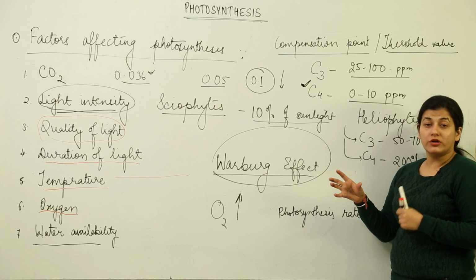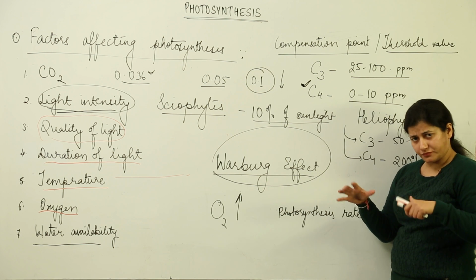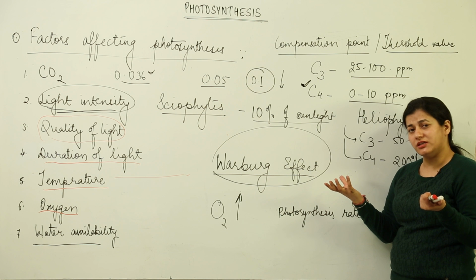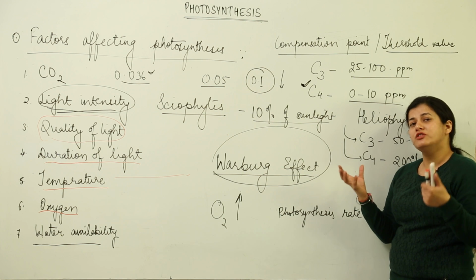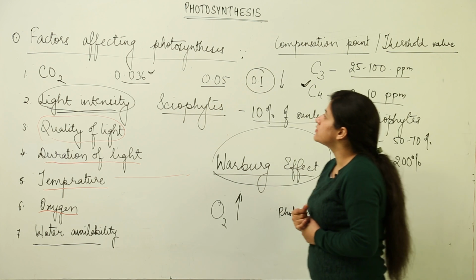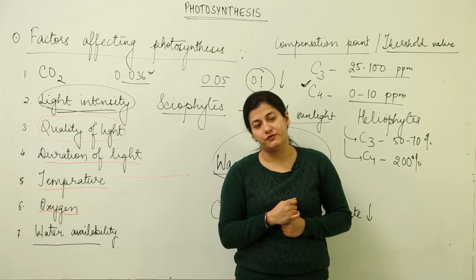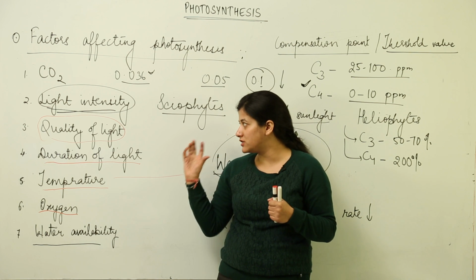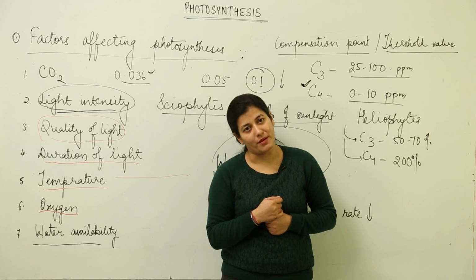So the role of water availability has a broader aspect that could be considered, which is having a physiological effect on the photosynthesis process. So these are all the factors which affect photosynthesis, and the various terms that we had discussed, you have to remember them by heart.